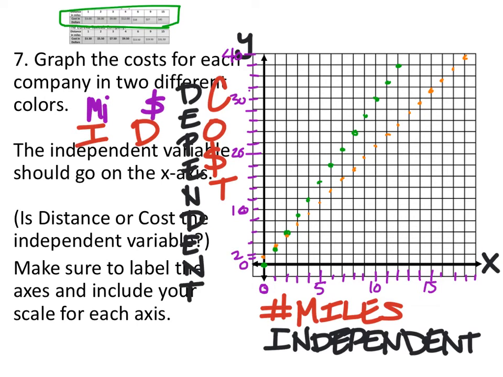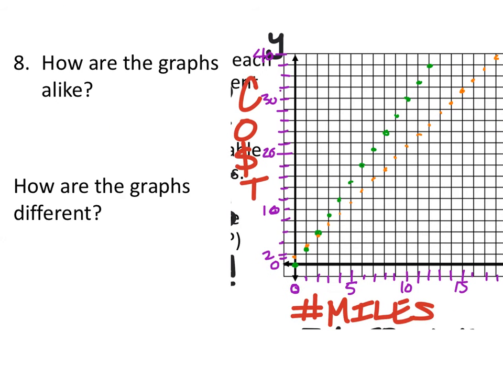Is distance or cost the independent variable? We already know the distance, which was miles, is independent because the cost will depend on the number of miles. We labeled the axis and we included the scale for the axis. That's true. And the independent variable always goes on the x-axis. There we go. So this is the graph. Now, the next question, and I forget what it is. All right. How are the graphs alike and different?